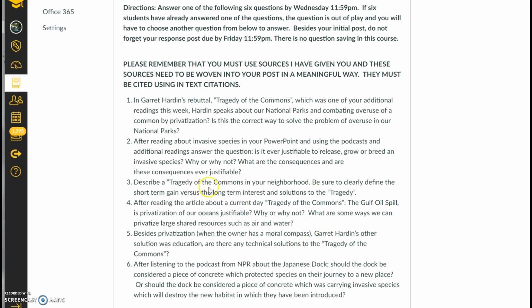Okay, so here is: describe a tragedy of the commons in your neighborhood. The current day tragedy of the commons, the Gulf oil spill: is privatization of our oceans justifiable? I want you to read the Garrett Hardin article before you answer that, because if we privatize commons, are they commons anymore? Are they shared by everyone, or are they not? Once we privatize something, don't you have to pay to get onto it, and then is it really a commons anymore? This becomes a social justice issue. People who have access to the commons, if they're privatized, are only the people that can afford it. So these are big problems with privatization of our commons.